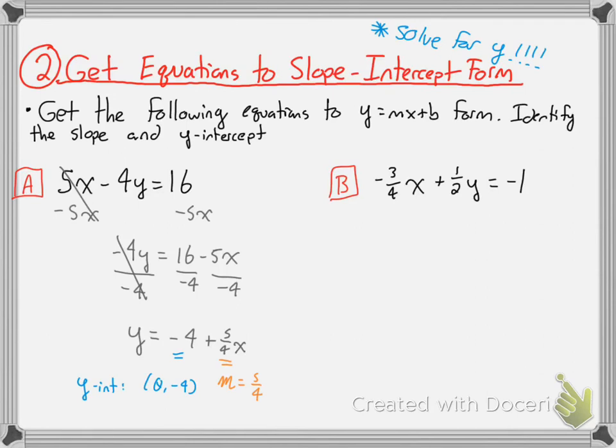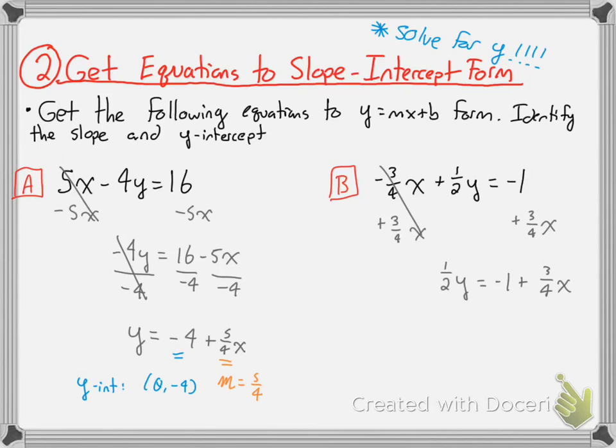Same process here. I'm going to move over that x term. So since it's negative 3 over 4x, I'm going to add to both sides. This will cancel. I'm left with 1 half y equals negative 1 plus 3/4 x. Also using what we learned in chapter 1, right now I'm multiplying by 1 half. So an easy way to get rid of that fraction is going to be to multiply by the reciprocal. The reciprocal of 1 half is 2 over 1, or just 2.